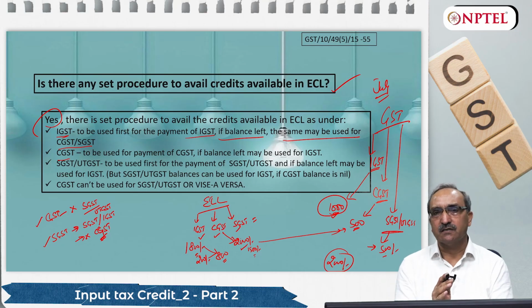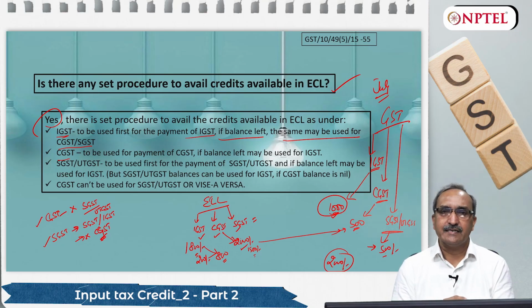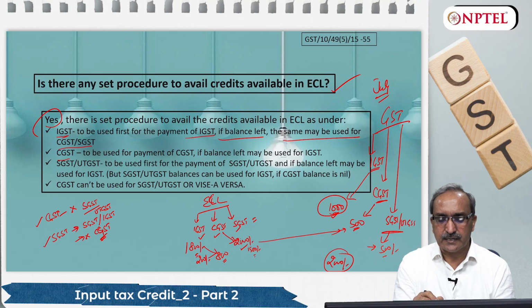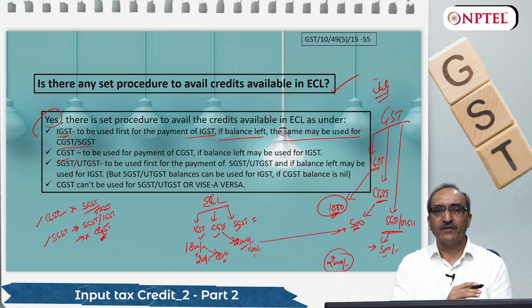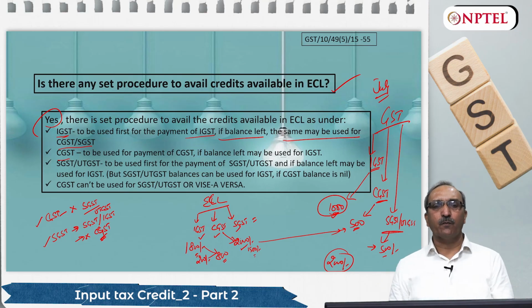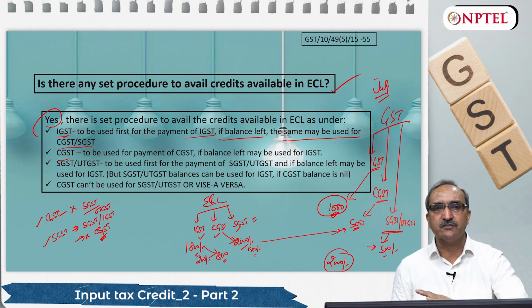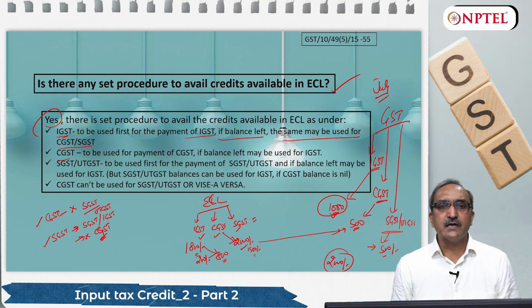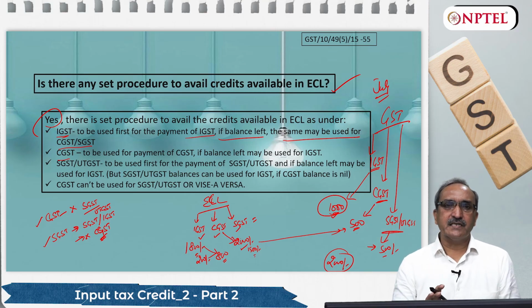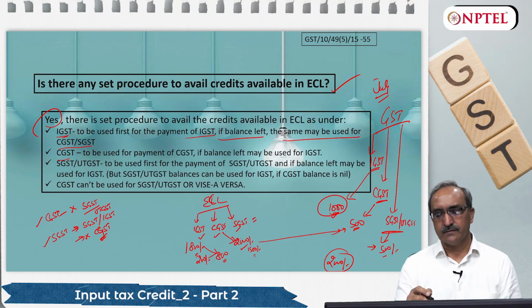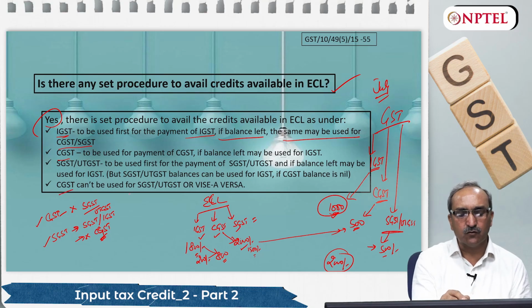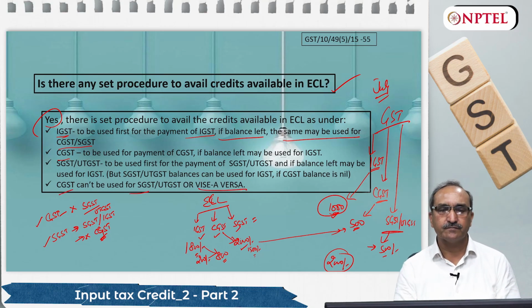So there is a set procedure under law to utilize your ITC or ITC balance in your electronic credit ledger, and the electronic credit ledger is maintained separately for all taxes. Because when you are procuring goods from the open market, in some cases you might be paying IGST, and in some cases you might be paying CGST, SGST under intrastate transactions. So we have to keep in mind that whenever you are meeting your liability while using the electronic credit ledger, it should be in the set procedure. So CGST can't be used for SGST, UTGST or vice versa. We have to keep these things in mind, otherwise it will create problems for us.